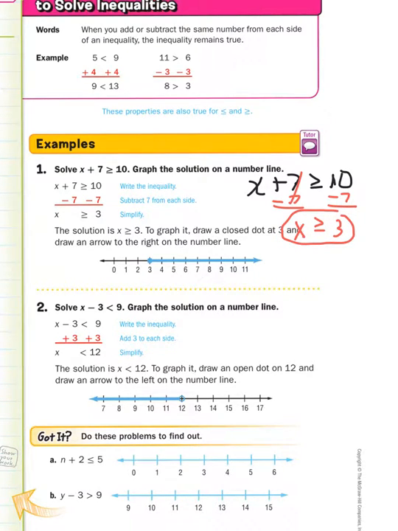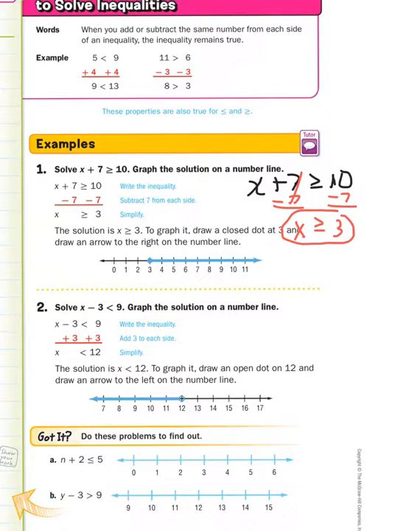So in number 2, we'll show you another one. You had x minus 3 is less than 9. So you add 3 to both sides, and you get x is less than 12. Because it's less than, it's an open circle, and you have to graph everything less than 12. Notice the less than sign matches this arrow over here. So solve it like an equation, and then graph it.